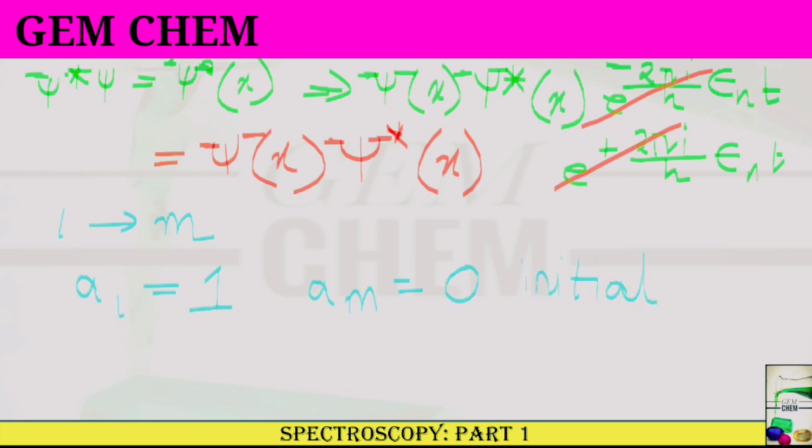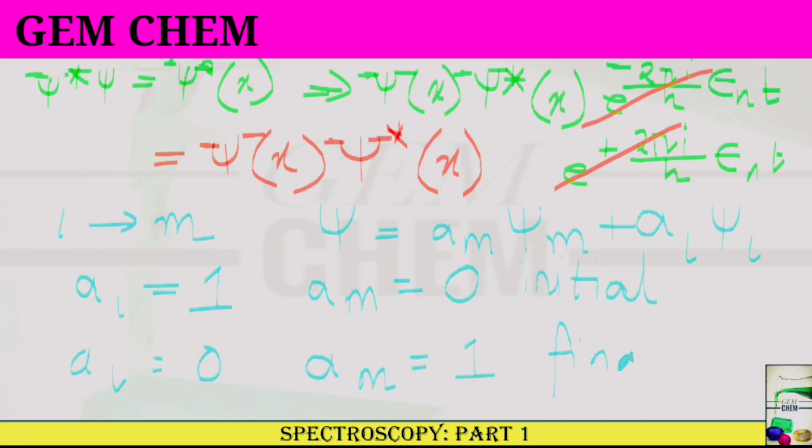For this wave function, Am xi m plus Al xi L. Similarly, when you have Al equal to 0 and Am equal to 1, which is a final state. So whether a transition will occur from one state to another, and if it takes place, what is the condition? That we are going to finally see.